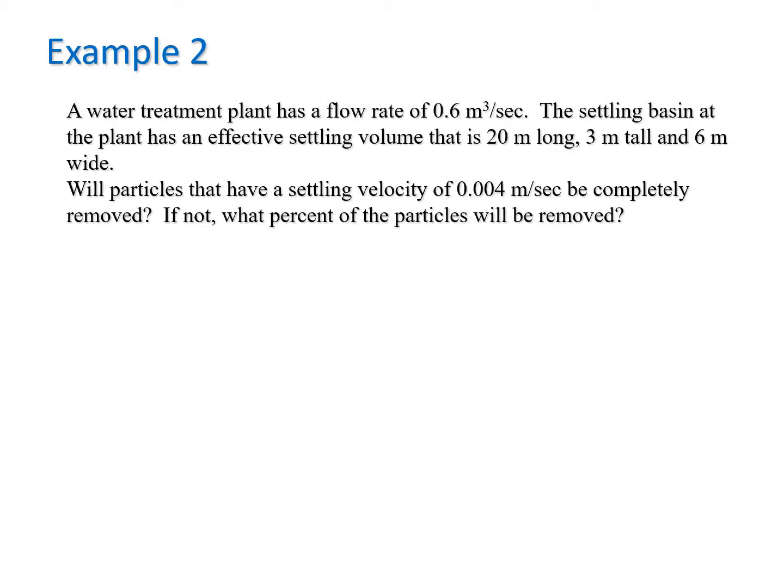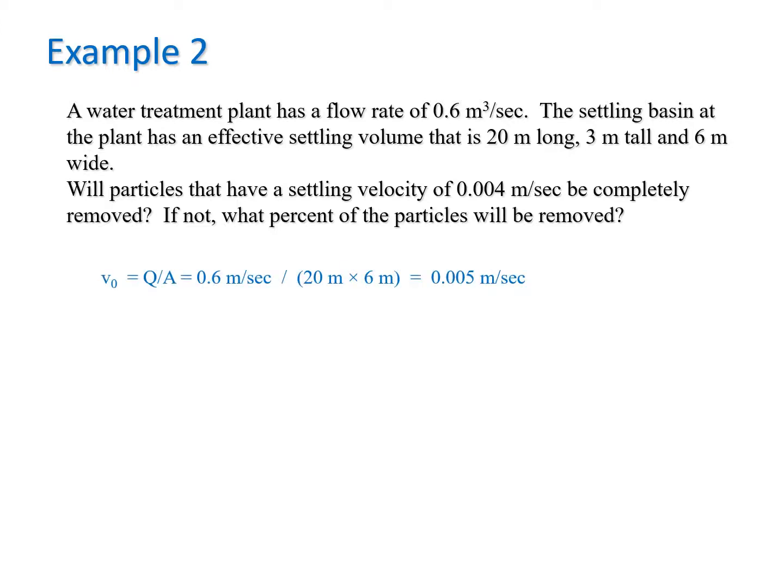Example 2. The water treatment plant has a flow rate of 0.6 meters cubed per second. The settling basin at the plant has an effective settling volume that is 20 meters long, 3 meters tall, and 6 meters wide. Will particles that have a settling velocity of 0.004 meters per second be completely removed? That's the first question. If not, what percent of particles will be removed? Please pause the video and try to solve this problem.